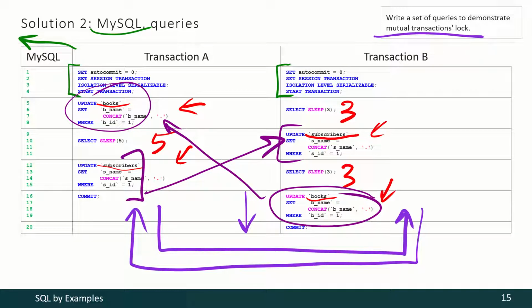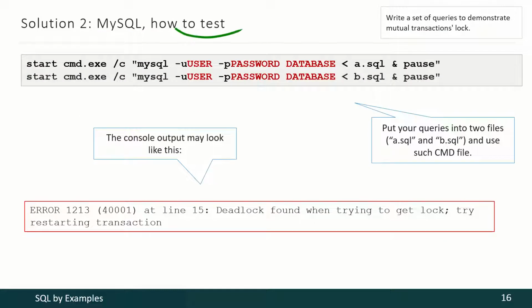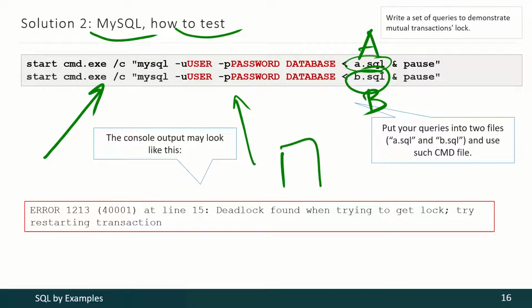To solve this situation, the DBMS has to choose a transaction randomly or by some algorithm, and then it has to kill that transaction. If you want to test this DBMS behavior yourself, you have to create two files for the first and the second transaction and then use such a command file. Once you execute that file, two console windows will open and one of them will contain such an error message.